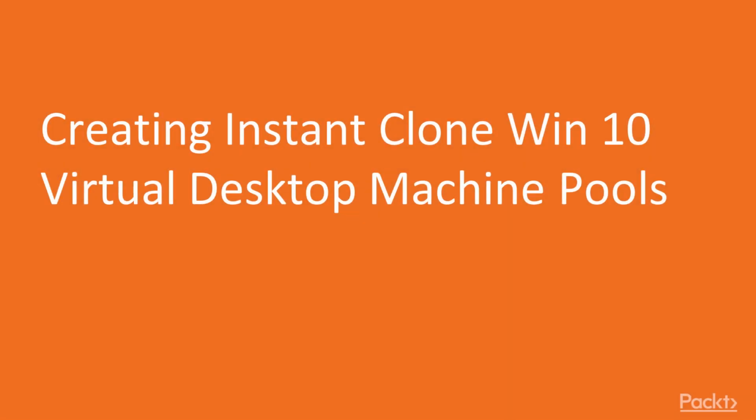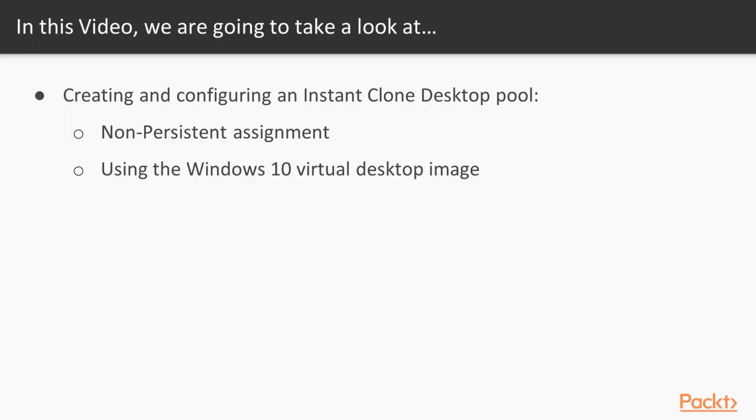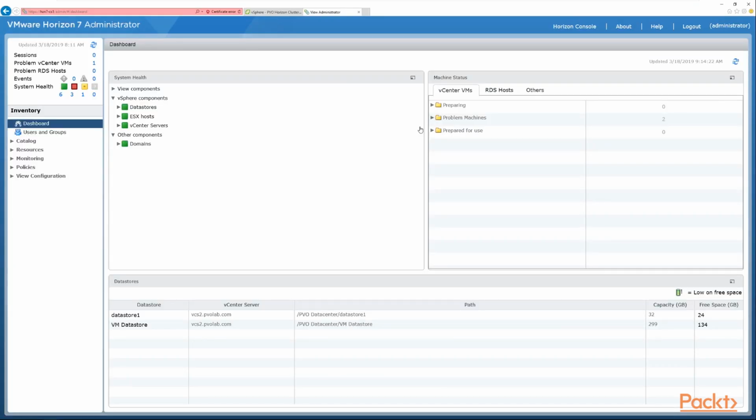In this video we're going to create a third desktop pool, which will use an instant clone image of the Windows 10 Gold image that we built previously. This pool will also have a non-persistent assignment. Before we go and actually create the desktop pool itself, there's one configuration task we need to complete first, and that's our instant clone domain admins.